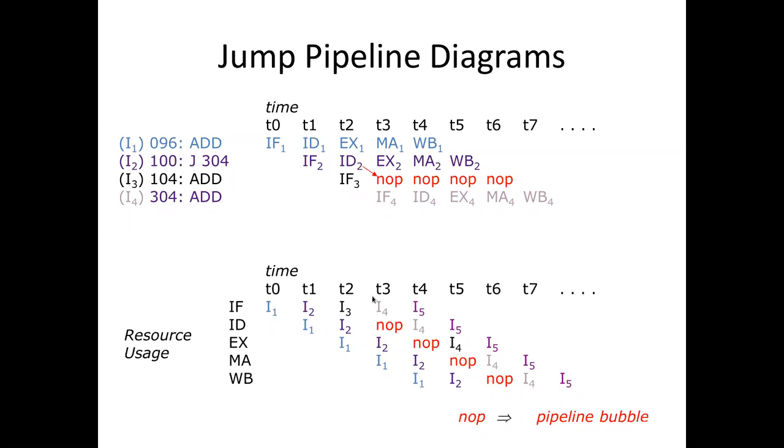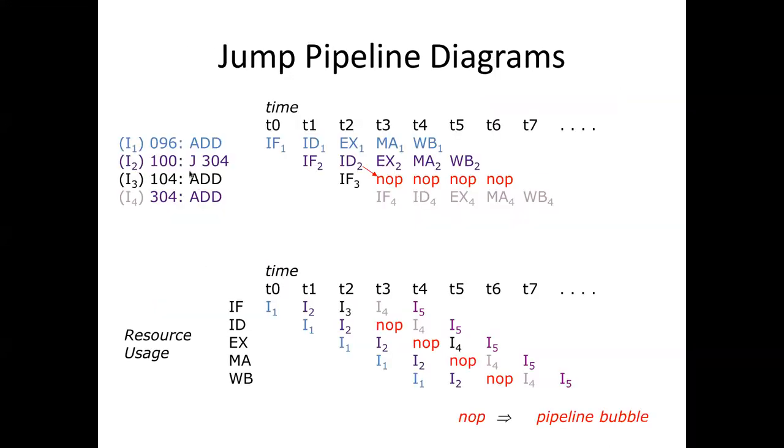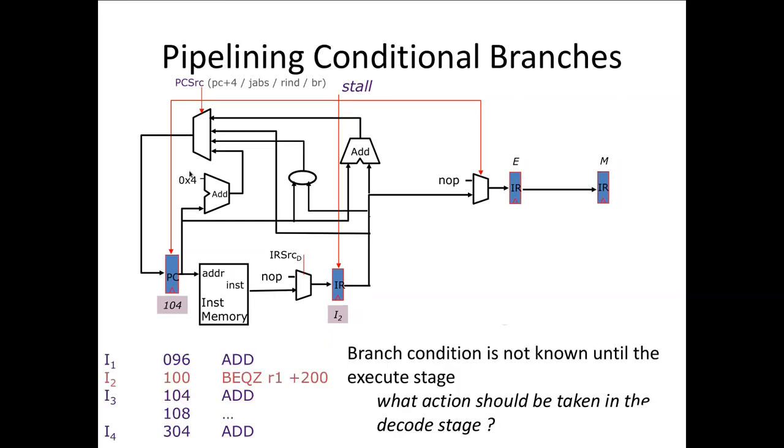All right. Now that's well and good, but this is a jump instruction. It only involves the opcode and the offset. What happens if we have a conditional branch where we have to do a computation and then figure out if it's zero or not? So this is going to be a little bit more problematic. What if we have this guy? We have an add, then we have this branch equal to zero R1, and then this is the offset that we need to go to. So if it's equal to zero, then we would jump 200 bytes forward.